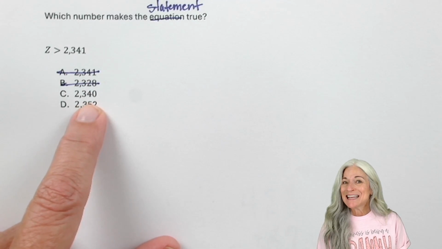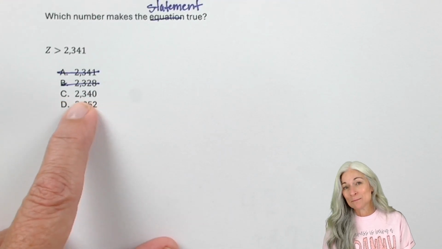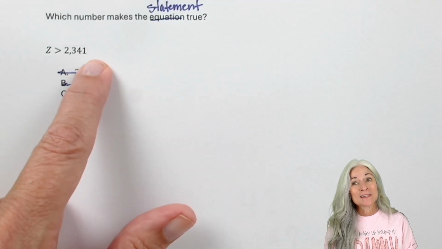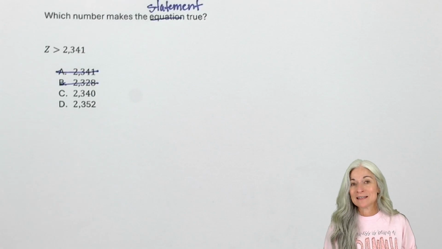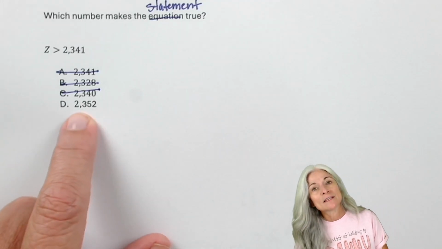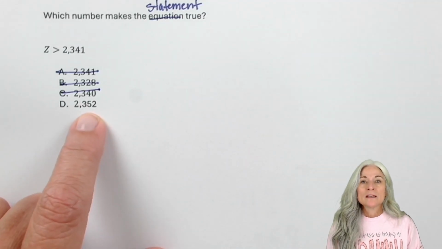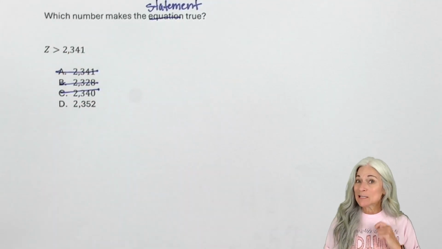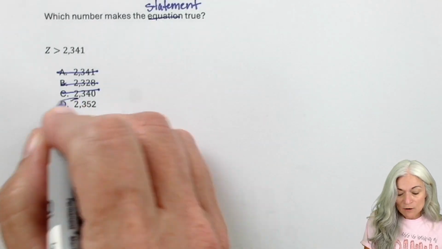2,340, again, they both have 2,000s, both have 300s, they both have four tens. This has no ones, this has one, so it is not greater. And finally, the last one, 2,352. So they both have 2,000s, they both have 300s. This one has five tens. That's greater than four tens.